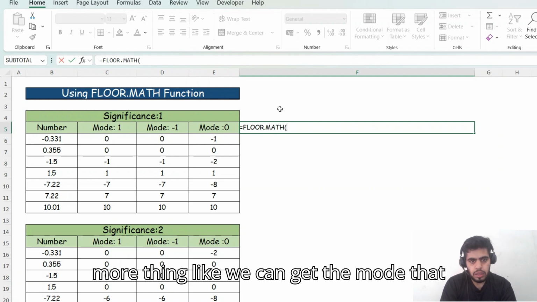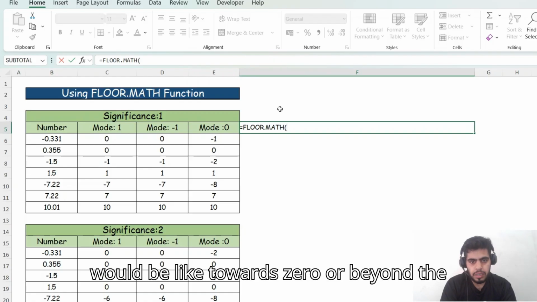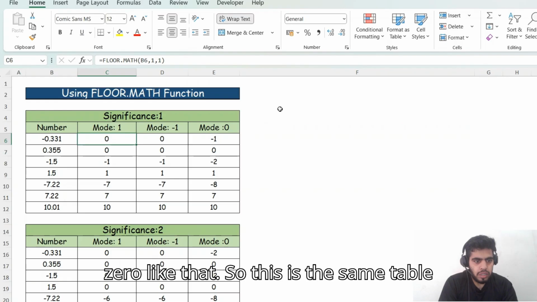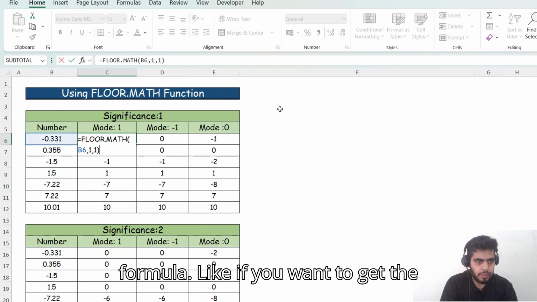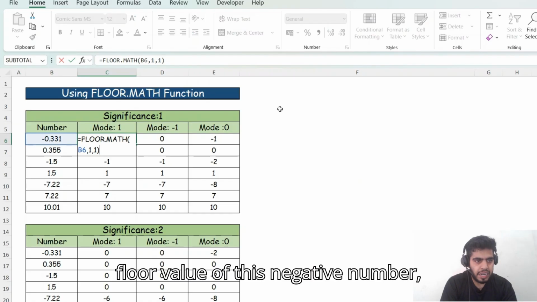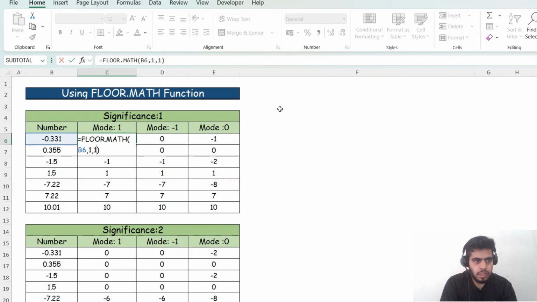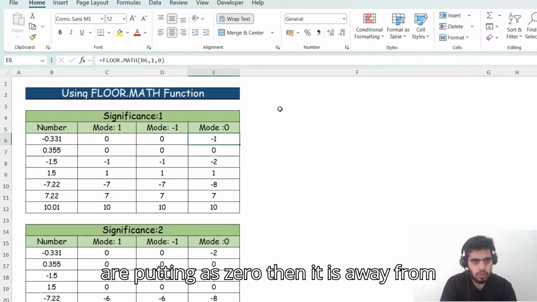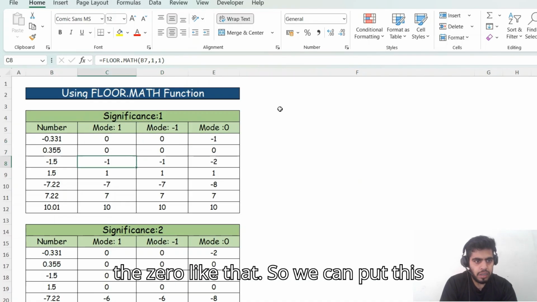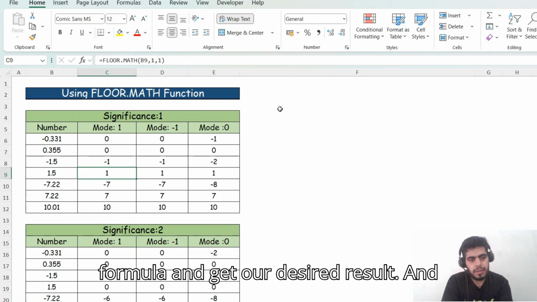And one more thing, we can set the mode, which would be towards 0 or away from 0. This is the same table that we discussed for the ceiling formula. If you want to get the floor value of this negative integer number with the significance of 1 and the mode is 1, that is towards 0, and if you are putting 0, then it is away from 0. So we can put this formula and get our desired result.